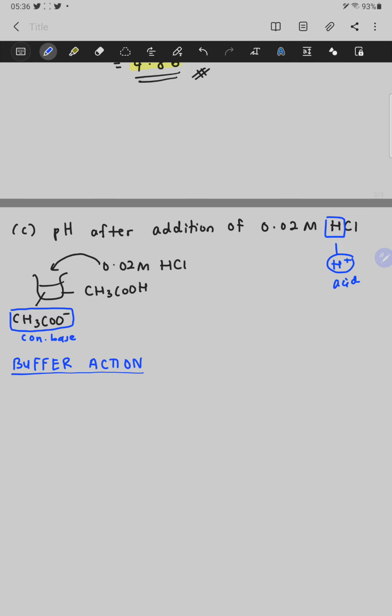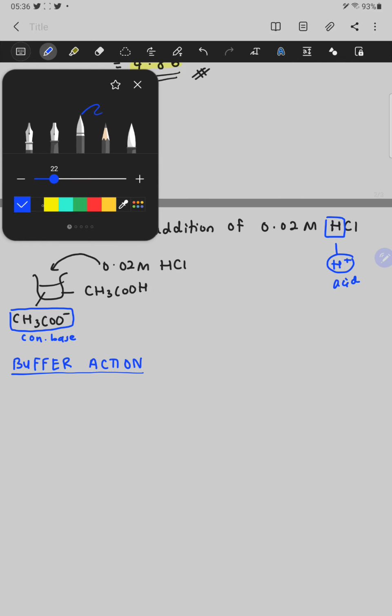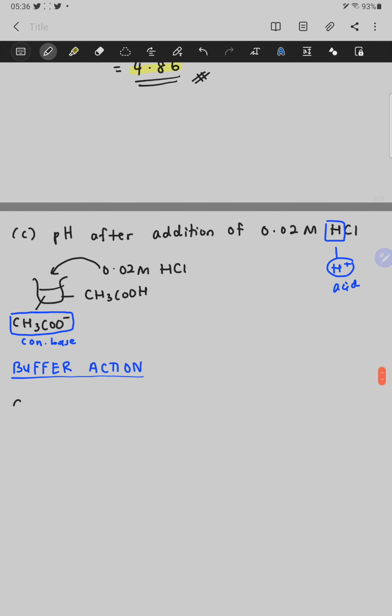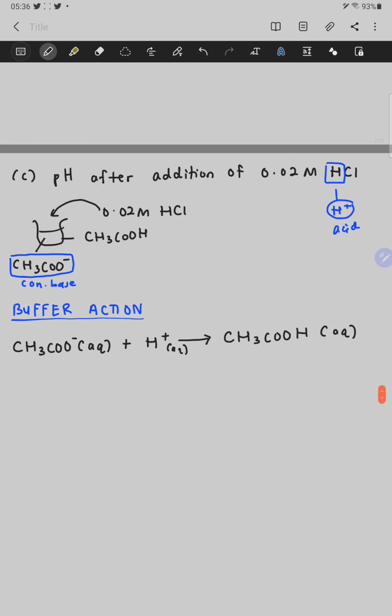Okay, kita akan buat buffer action. So, the buffer action will be CH3COO-. Okay, conjugate base ini will neutralize the H+. So, bila conjugate base neutralize H+, so base accept H+, it will get CH3COOH aqueous. Oh sorry, teacher tertinggal aqueous kat sini. Okay, so this is your buffer action.